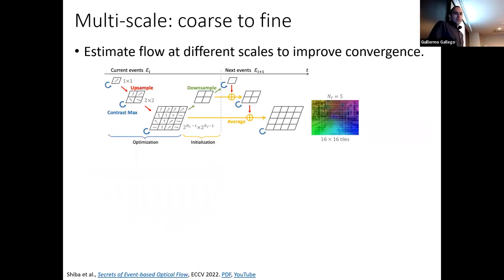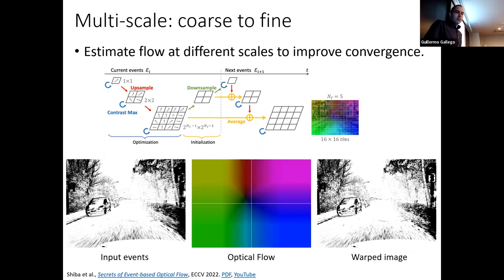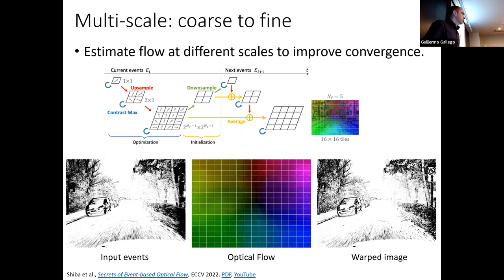Okay, and the third one is coarse to fine to try to get better to the solution. First, we compute a single flow vector for the whole image. Then we divide this into a grid to compute four vectors. As we compute and refine this contrast, you see that the image becomes sharper and sharper. So we have a coarse to fine approach to obtain the solution, which also improves.